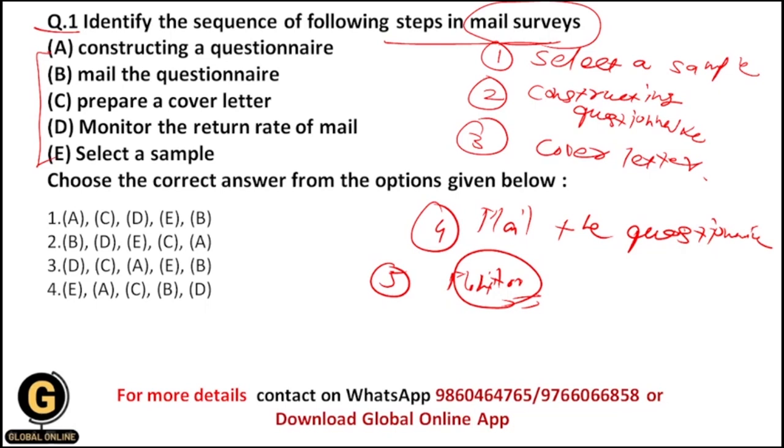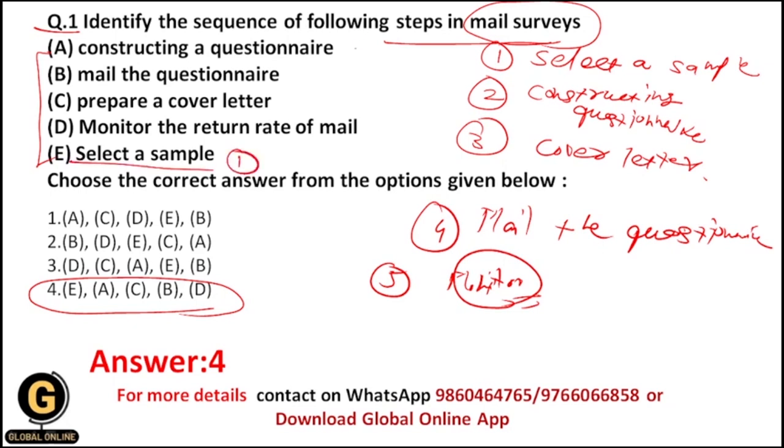So students, the correct answer for this question should be option 4, E, A, C, B, D. Here E, that is select a sample, should be the first step. A, constructing a questionnaire, should be the second step. C, prepare a cover letter, should be your third step. B, mail the questionnaire, should be your fourth step, and monitor the return rate of mail should be your fifth step.